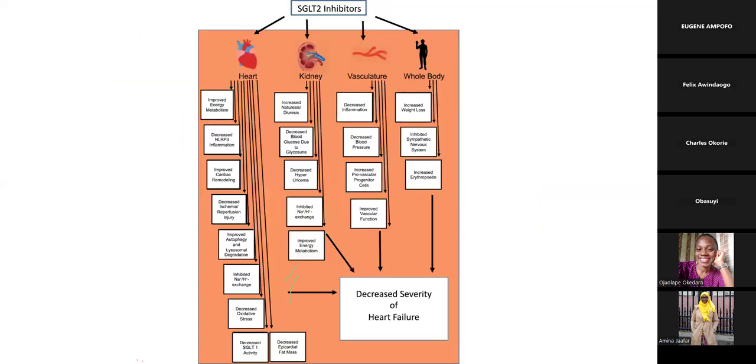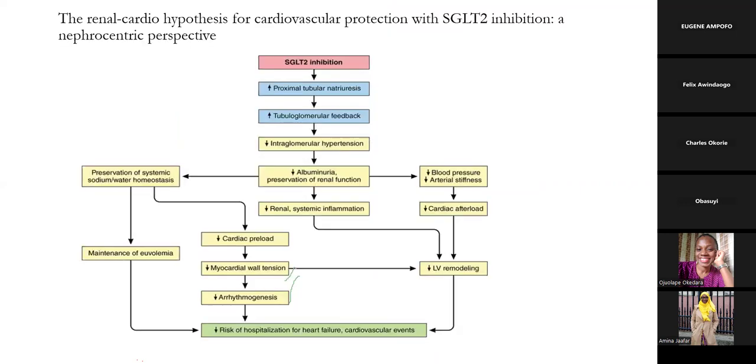Okay, so we can look at this later. So for the vasculature, there's decreased inflammation, decreased blood pressure, increased provascular progenitor cells, and improved vascular function. If we come to the heart, we have looked at that already. So that is the postulated mechanisms of SGLT2 inhibitors to the heart and to the whole body in general. Okay.